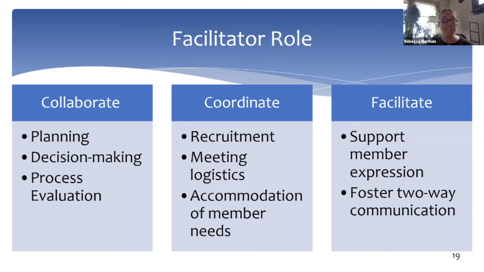Finally, the most important thing they do is facilitate. So they support the members in their ability to express relevant personal experiences and in their ability to understand each other and the researchers. So in a way, the facilitator becomes the model for how to respect different perspectives and how to keep meetings on task, meaning keeping it focused on the research topic at hand. And we'll talk a lot more about facilitation strategies in the next webinar.